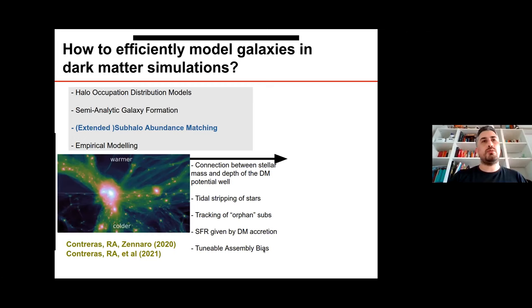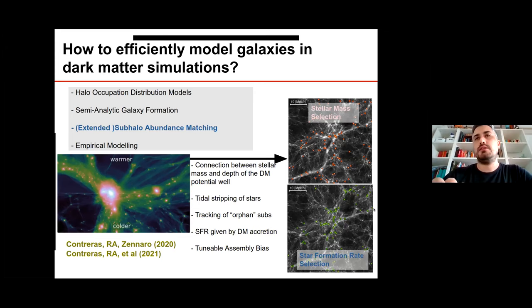So then we can predict what the galaxies would look like if they had been selected by stellar mass or by star formation rate, right? And then you can see here also, as I was telling you earlier, that satellite galaxies behave differently, but also they trace the cosmic web on a larger pattern differently.